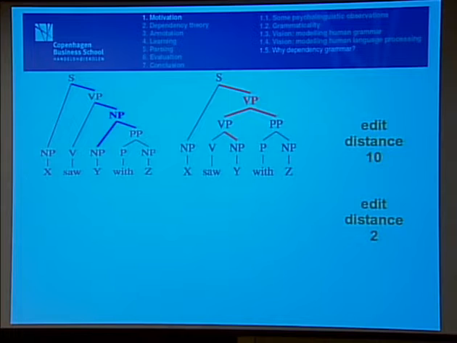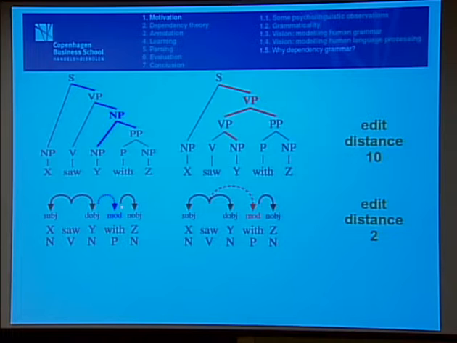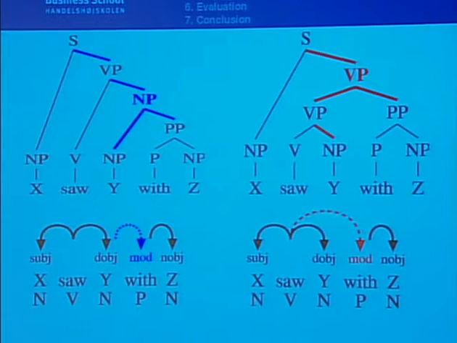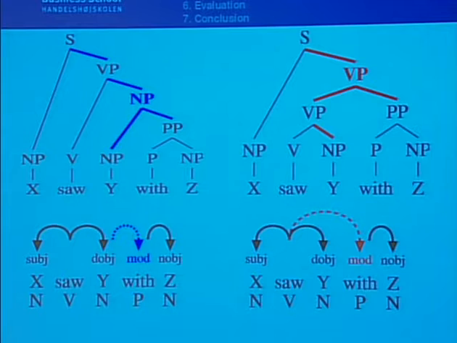But if you look at the corresponding dependency representation down here, you see that the nodes are given because they are generated by the input. So all you need to do is change this dependency, which attaches to the noun, and let it attach to "saw" instead. So you need to delete one arc and then add another arc, giving an edit distance of 2, and that makes it a lot more convenient for doing repair operations than a phrase structure-based framework.